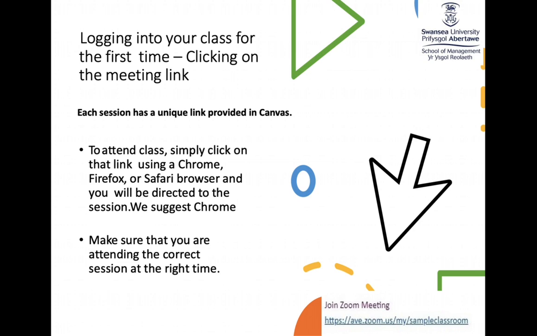To attend the class, simply click on the link using Chrome, Firefox or Safari, and you'll be directed to the session. We suggest that you use Chrome because as a web browser, it's a lot quicker and a lot more stable than the others that are out there. Please make sure that you are in the correct session at the right time. Otherwise, you may find yourself in there on your own. On some of the apps that you can download, it will actually have a calendar in there for you to check, but please align it with your timetable.